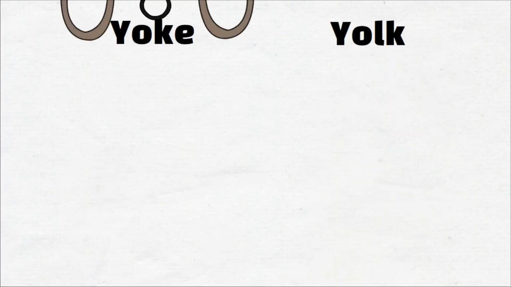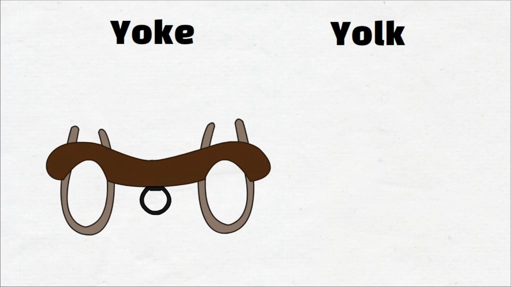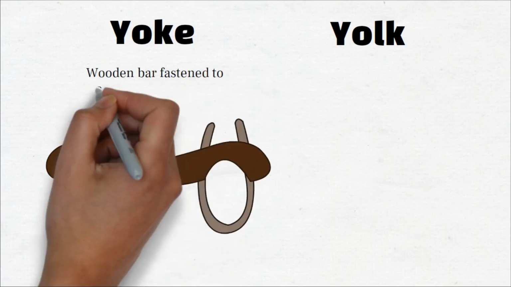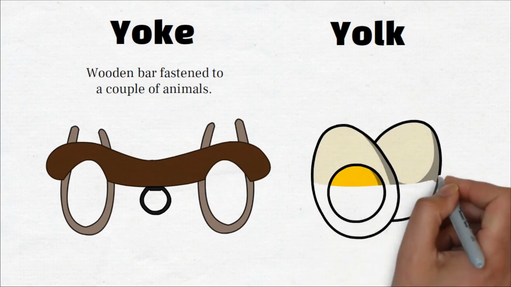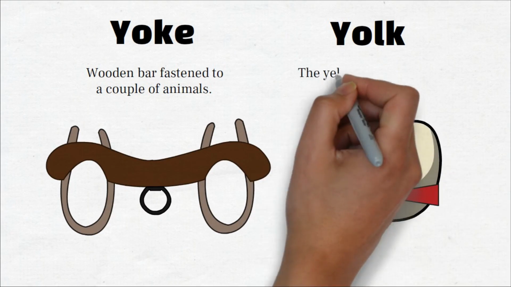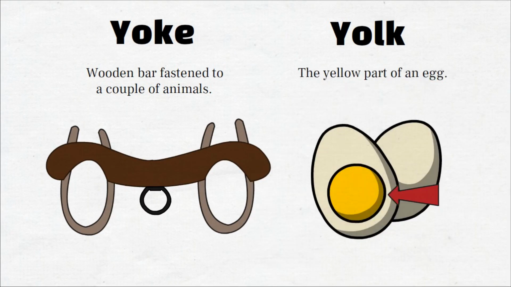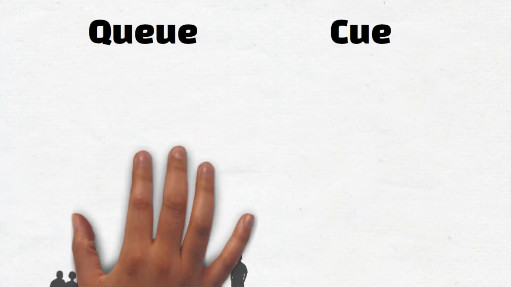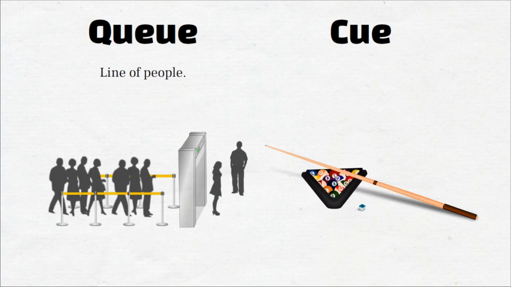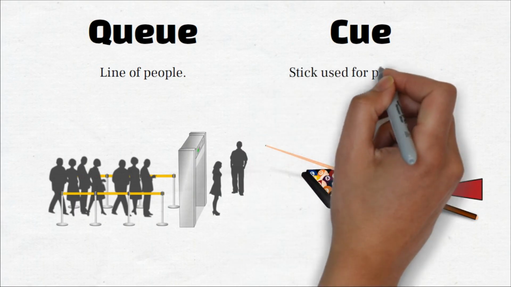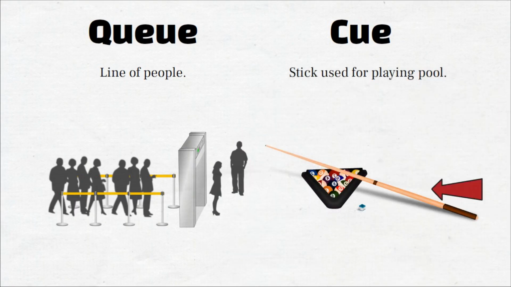Yoke. The first is a wooden bar fastened to a couple of animals. And the second is the yellow part of an egg. Queue. The first is a line of people. The second is the stick used for playing pool.